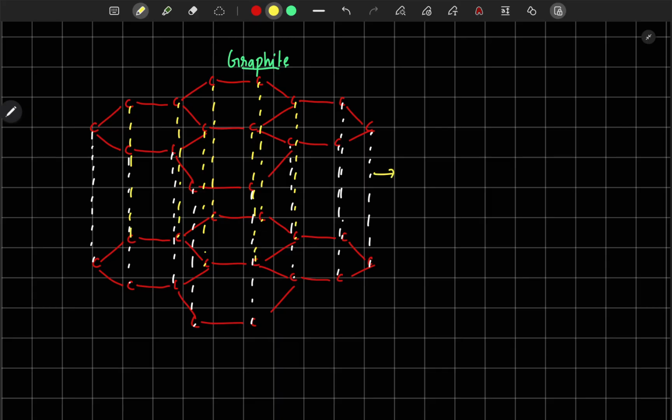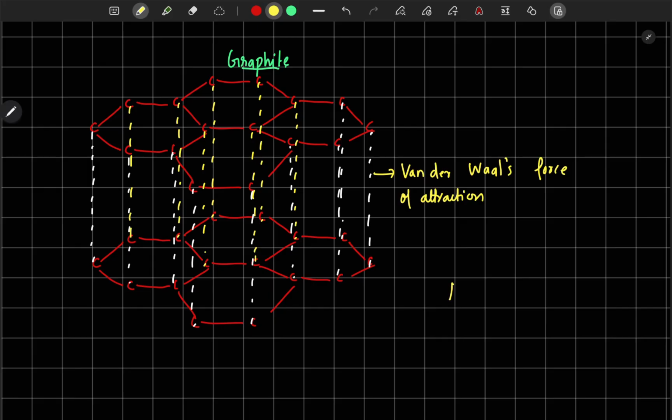This force of interaction is also called van der Waals force of attraction. Okay, van der Waals force of attraction. So in graphite it is like one layer on top of the other. These different layers can slide over each other.